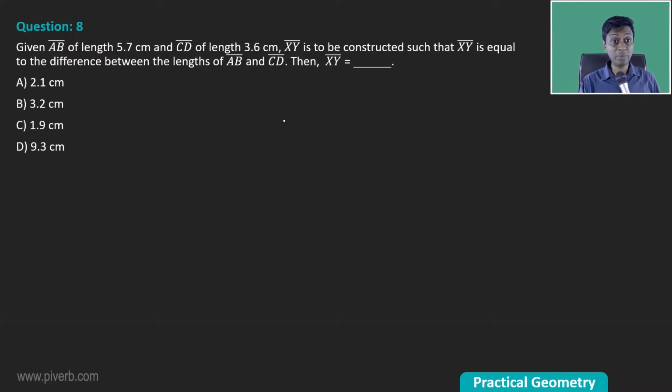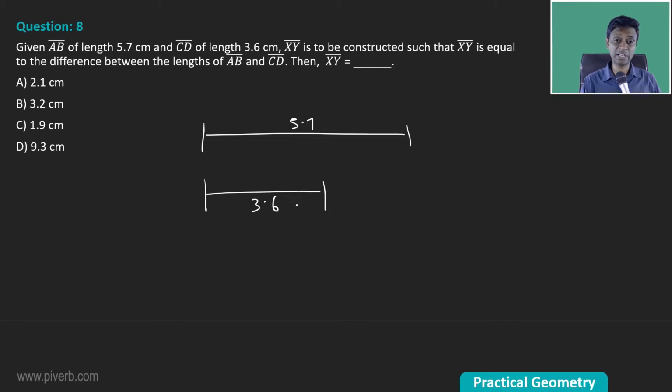Given AB of length 5.7 centimeters and CD of length 3.6 centimeters, XY is to be constructed such that XY is equal to the difference between the lengths of AB and CD. So AB is 5.7, CD is 3.6. We want to construct XY such that XY is the difference between the lengths of AB and CD. This is AB, CD. How do we do that?